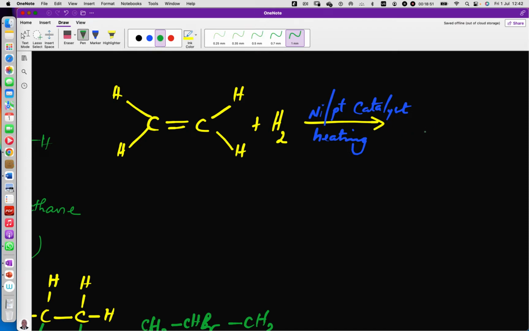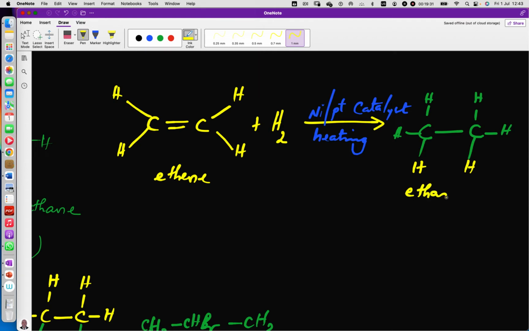An alkane will have a carbon, hydrogen, hydrogen. So now we will have a hydrogen. There's hydrogen that has been added to here. In that case, we are going from ethene, which is an alkene, to what we call ethane. This ethane is what we call an alkane.